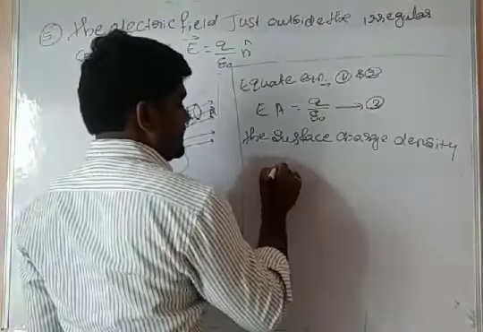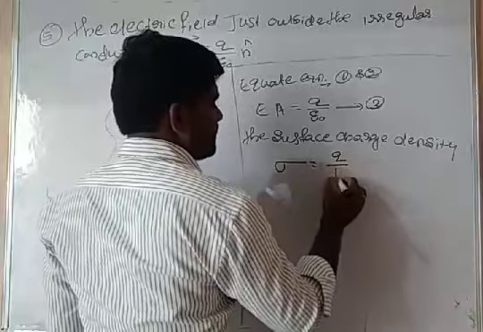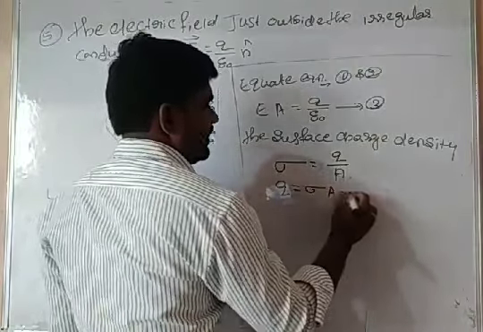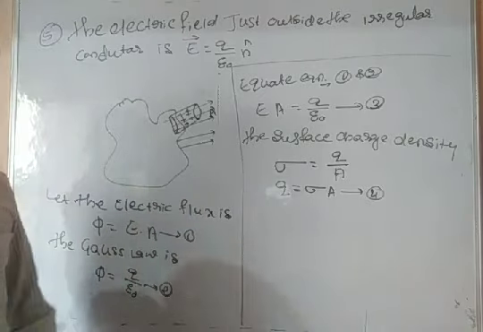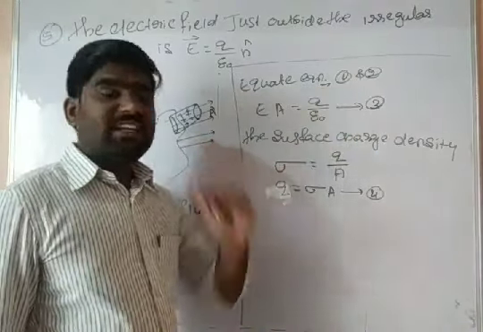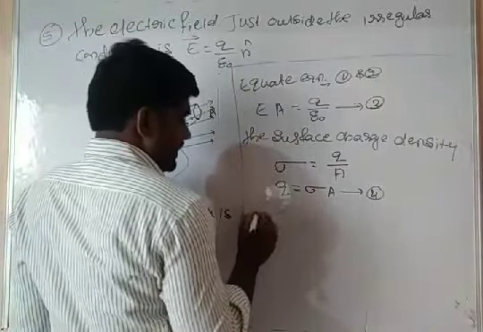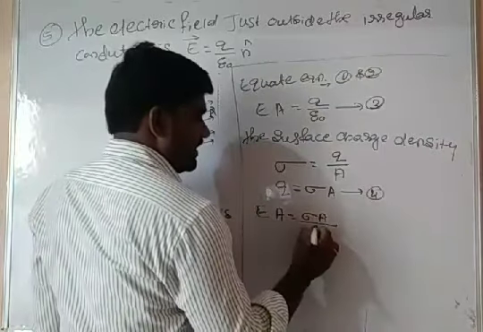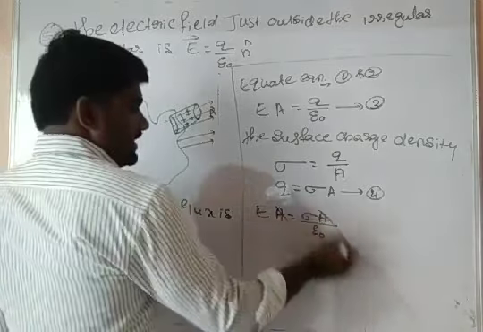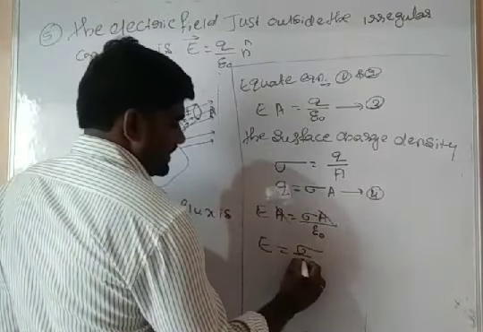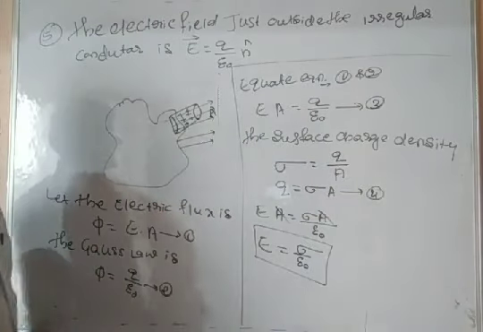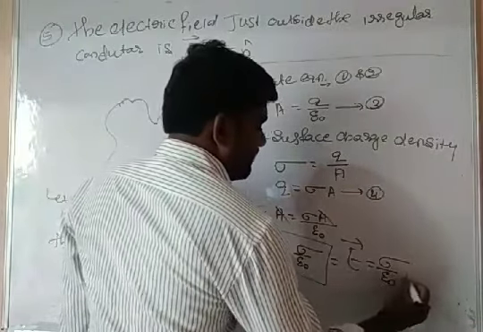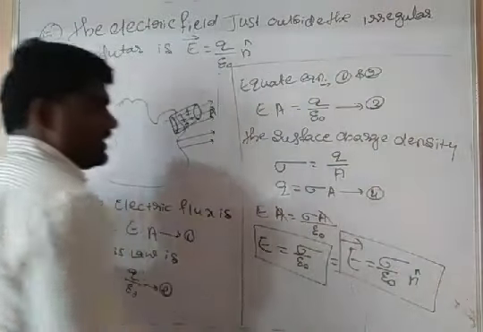So this surface charge density sigma is equal to charge per unit area. So the charge Q is equal to sigma into A. Let us call this equation number 4. Put the value of Q in equation number 3. Then what will we get? E times A is equal to Q, which means sigma A divided by epsilon naught. So this A gets cancelled. E is equal to sigma divided by epsilon naught is the final expression, or in vector form, E vector is equal to sigma divided by epsilon naught times unit vector n is the final expression.